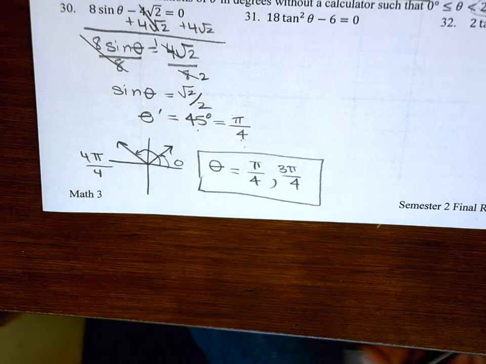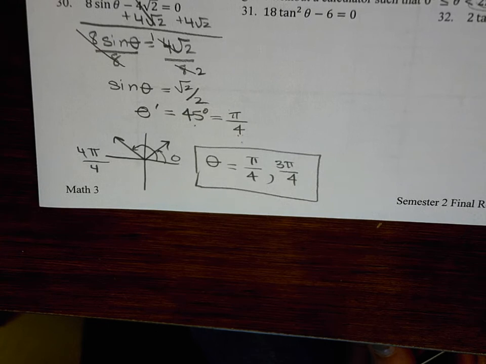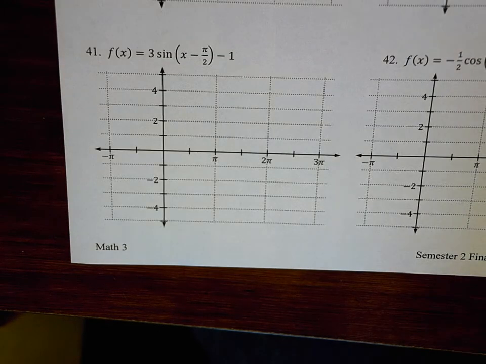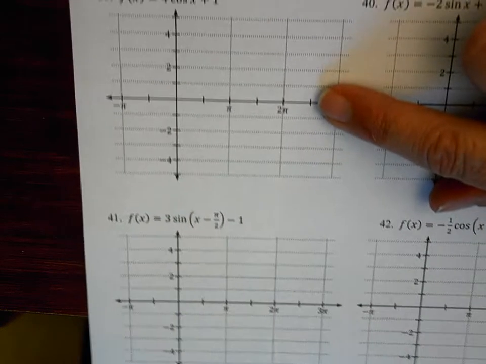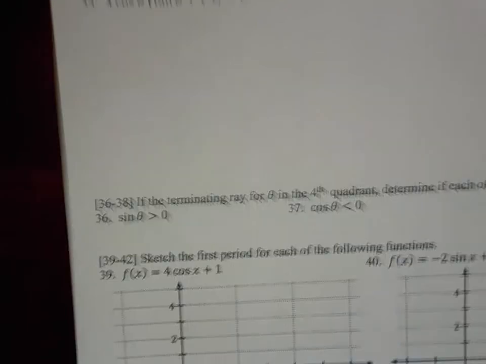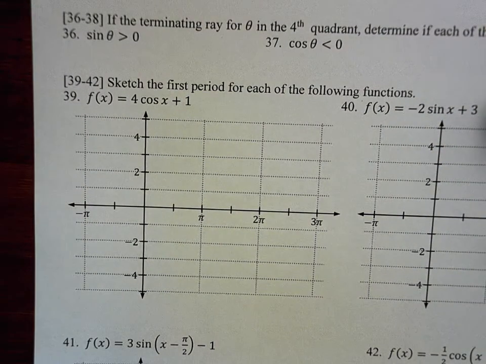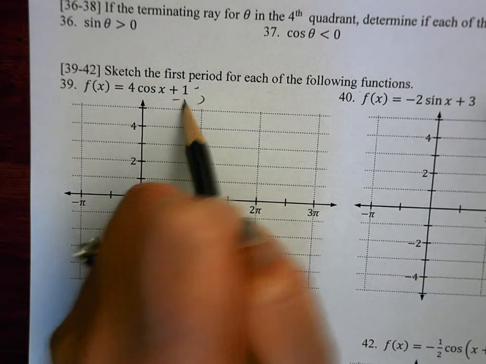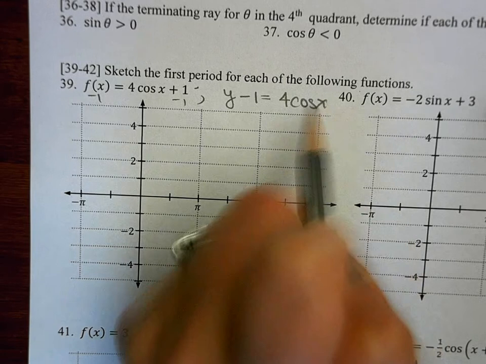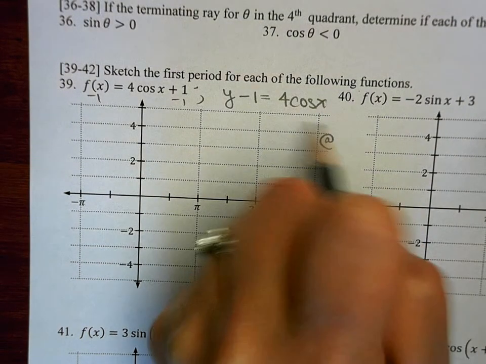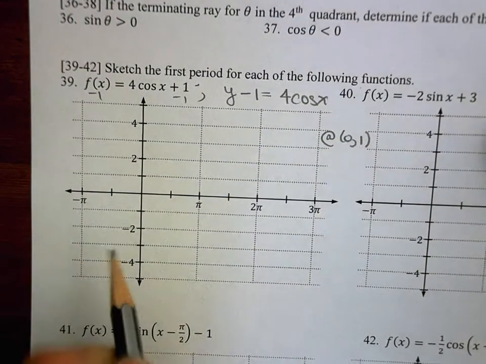Okay. All right, and then the last page on the trig unit, let's take a look at that. And let's do a cosine and a sine graph. So let's do this cosine graph. So I'm going to subtract the 1 to the other side. So my start is going to be at 0, 1, so right here.